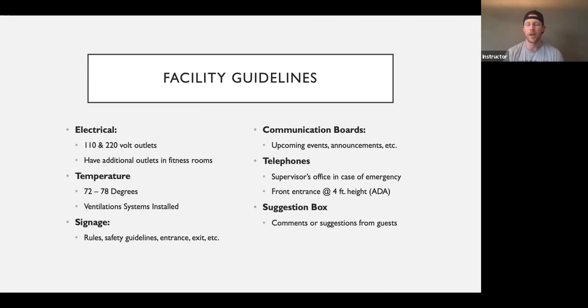Communication boards, right? Things that are coming up, whether that's a fitness challenge or free assessments or anything like that, membership bonuses, those types of things. Having telephones available, and then some type of suggestion box. So comments, suggestions, everything's a little more digital now. So I think things like Yelp, your Instagrams, your social media handles, that's going to be a lot of that. Not maybe a handheld one, but maybe still have one just in case.